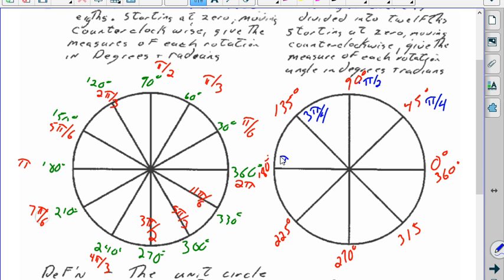Pi again. Here we're at 5 pi over 4. This is 3 pi over 2. And here we have 7 pi over 4.